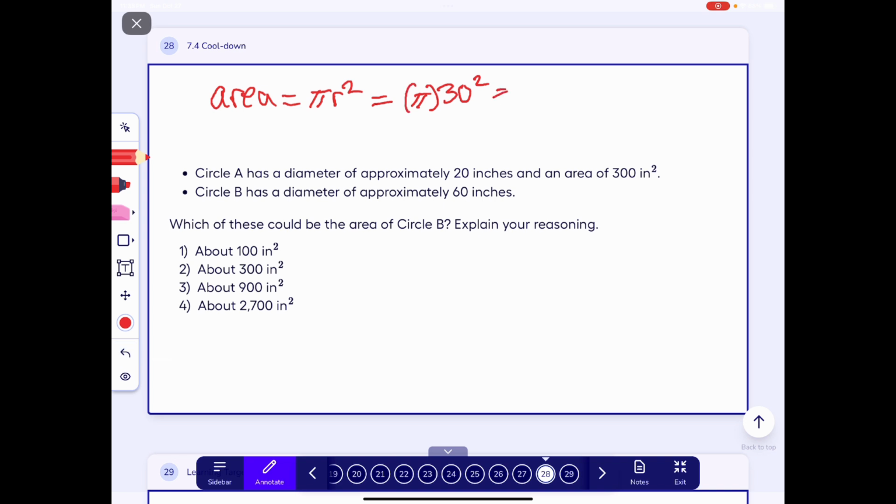And we can approximate that to pi times 900. And usually the number is written before the constant, so 900 pi. So we know it's not 100, it's not 1, it's not 2 or 3, it's not 100, 300, 900. It's got to be the 2700. And 900 multiplied by 3.14 is approximately 2700. So the answer would be 4.